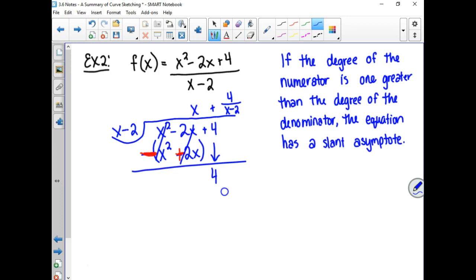Alright. So in order for there to be a slant asymptote, you have to have a remainder. Okay? If you divide and there is no remainder, then you don't have a slant asymptote. You've got a hole in the graph somewhere. Because if you don't have a remainder, that means if you factored the top, something would cancel there. So if no remainder, there's a hole and no slant asymptote. Okay.